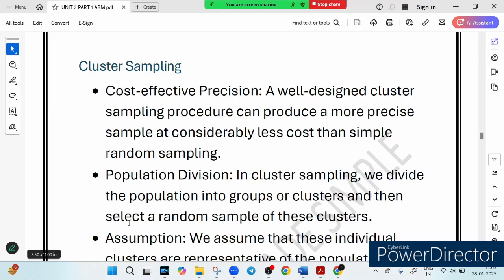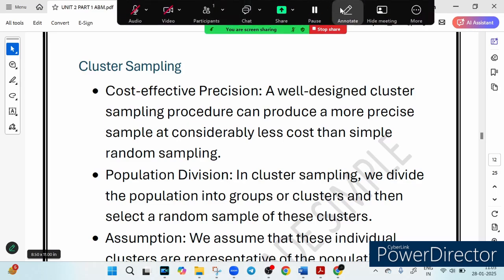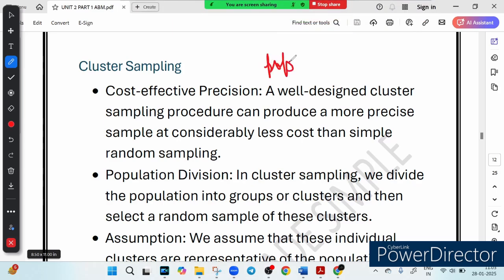So friends, think of it like this. Instead of choosing random numbers from the entire population, you divide the population into groups or clusters, right? You divide it into clusters or groups. Then you pick a few clusters randomly and study everyone in those chosen groups. Pretty neat, right?